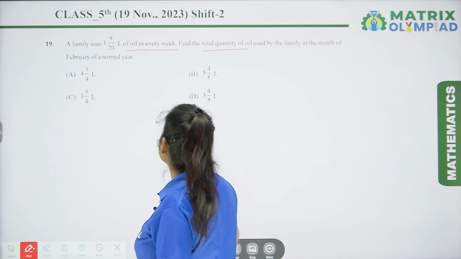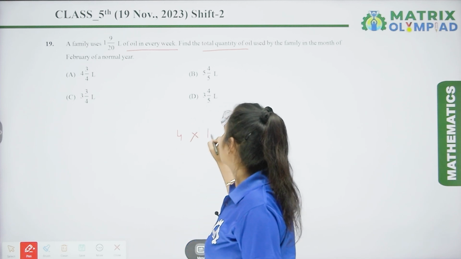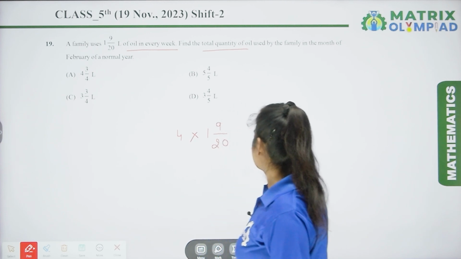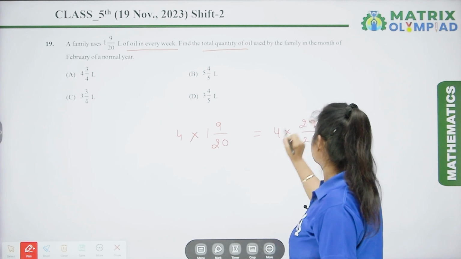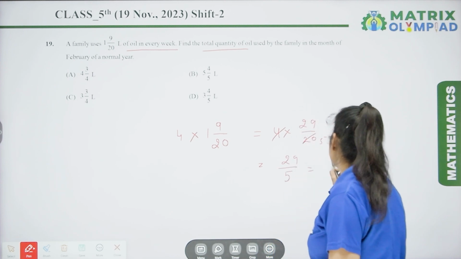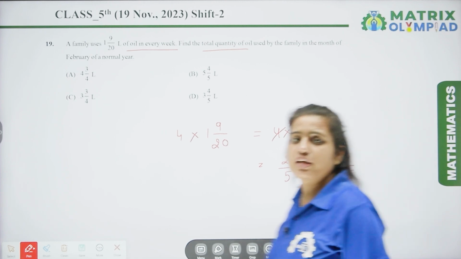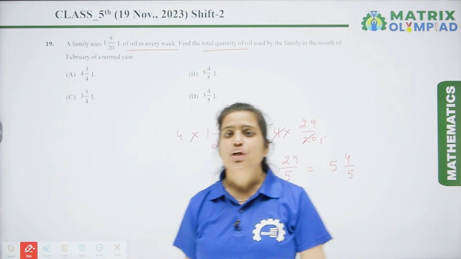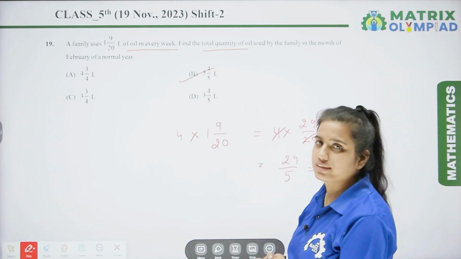So here we know that every month we have 4 weeks. So we are going to multiply 4 by 9/20. So we get 4 multiplied by 9/20 and after cancellation we get 9/5 and that can be written as 1 4/5. So according to the option, we can say that option B is the correct answer.